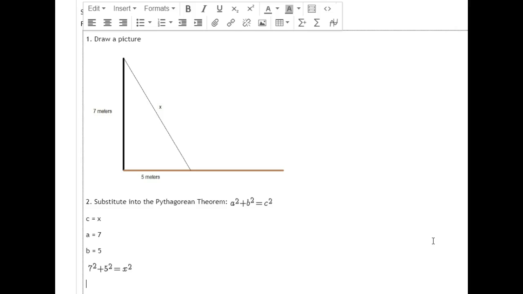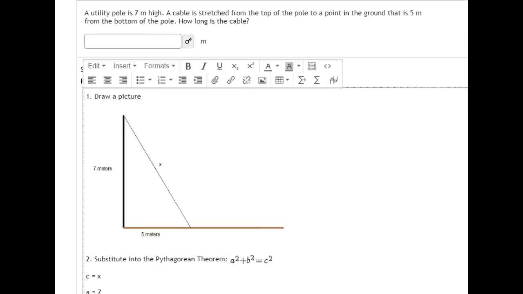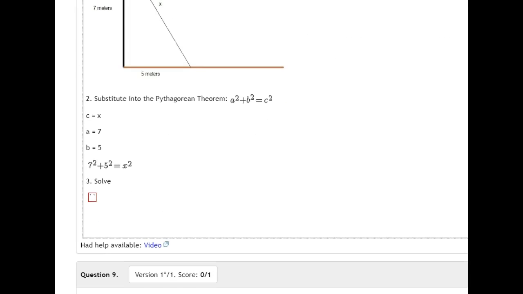Okay, now we just need to solve this. Solve the equation. So 7 squared is 49. So remember, if you want to add an equation, you can just click on Add New Math and then insert 49, because that's 7 squared, plus 5 squared is 25, equal to x caret 2 for x squared. Click outside. There's the equation.